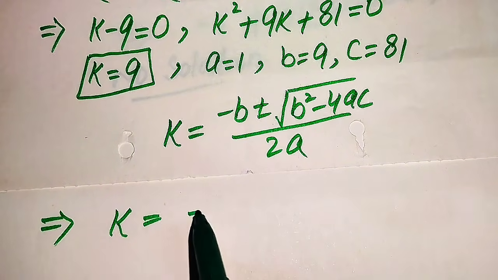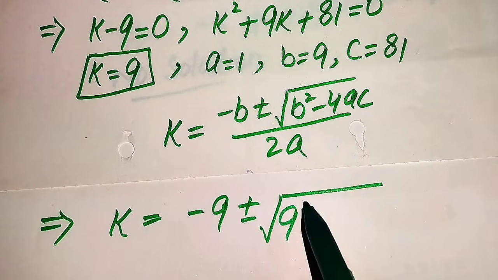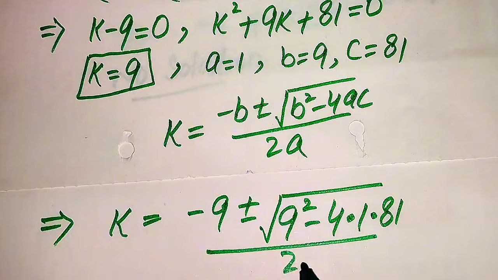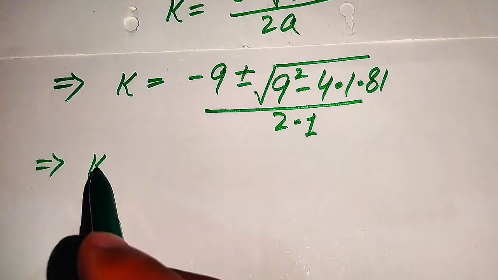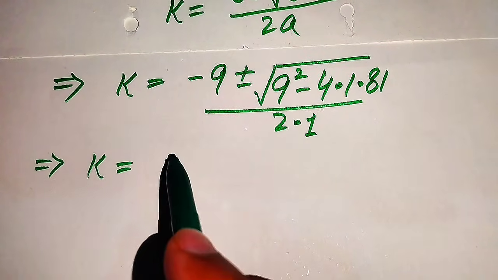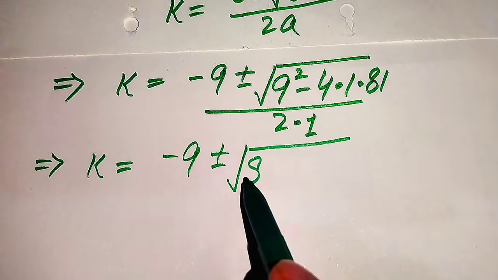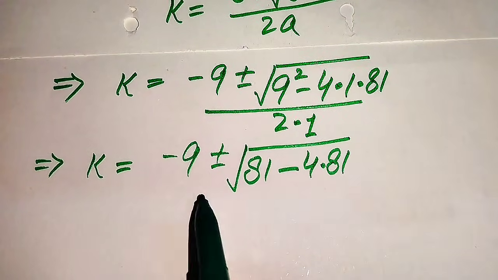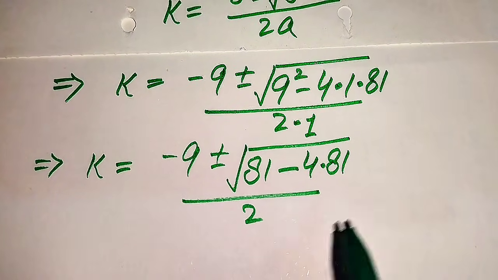Here we need to substitute the values of a, b and c, and when we put these values here, it becomes minus 9 plus minus square root of b square. So b is 9 square minus 4 times a, which is 1, and c is 81, divided by 2 times a, and here our a equals 1. So here we need more simplifications in order to get the values of k. So we have minus 9 plus minus square root of 9 square, and 9 square becomes 81, minus, here we write these terms as they are, 4 multiplied by 81, divided by 2 times 1, and 2 times 1 equals 2.